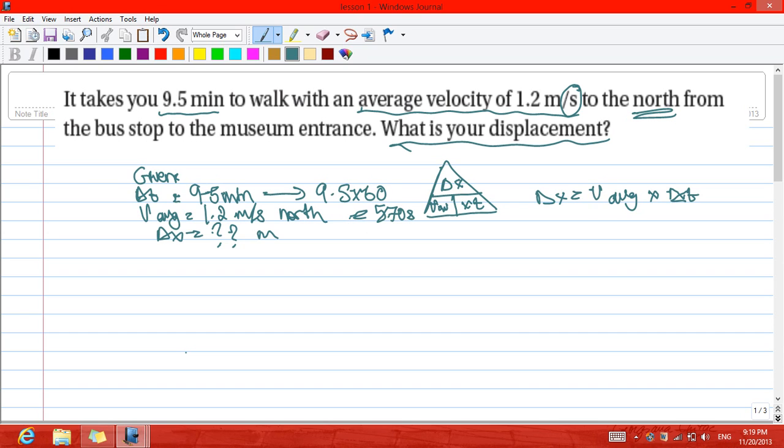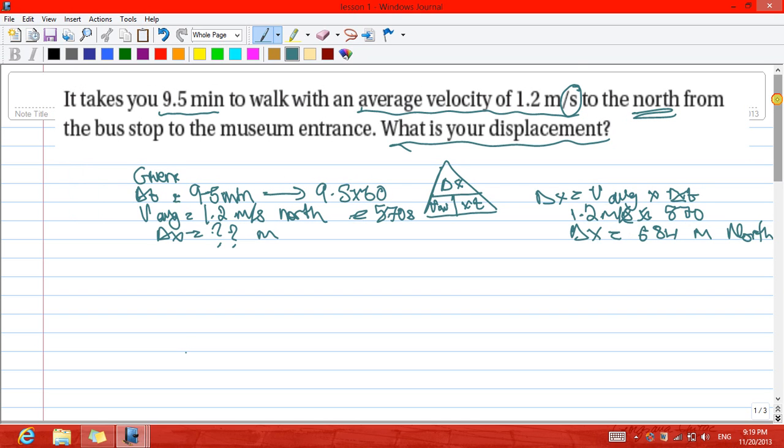So the V average is 1.2 meter per second times 570, which equals 684, and here's delta x, so meters, 684 meters north. We should always have the direction.